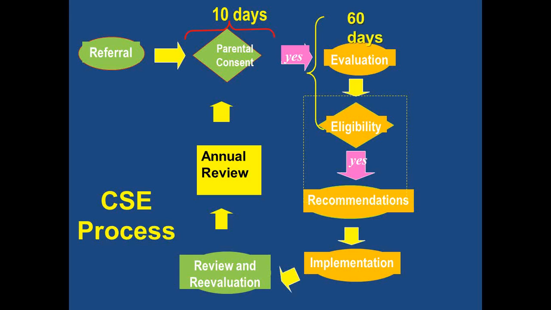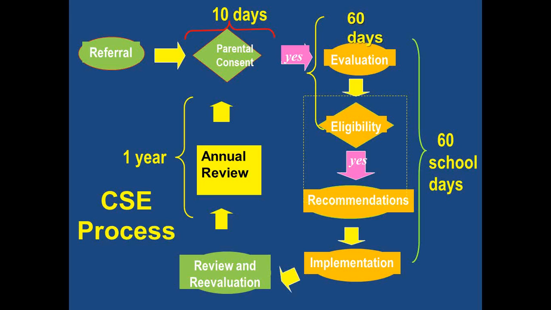So in that time frame, because that's after the 10 days for parental consent, the evaluation needs to be completed and they have had to have gone to a CSE meeting. The next part is they go to recommendation, so then they make the recommendation and then they need to implement that whole thing. Evaluation, eligibility, recommendation, and implementation is 60 school days. We then move on again, we keep going through the year to review and reevaluation, and then an annual review, which then must occur in 1 year.